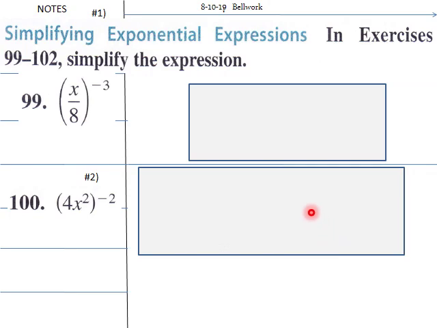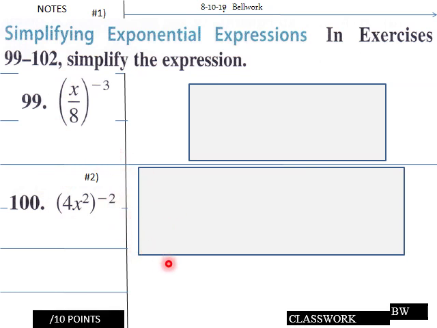So teachers, bell work for today. In these two exercises, have your students simplify these expressions. Give your students 3-4 minutes for that.